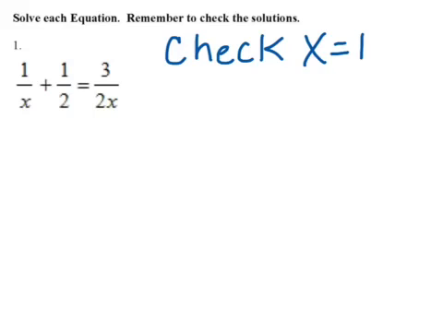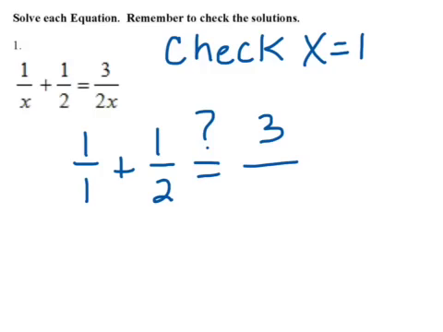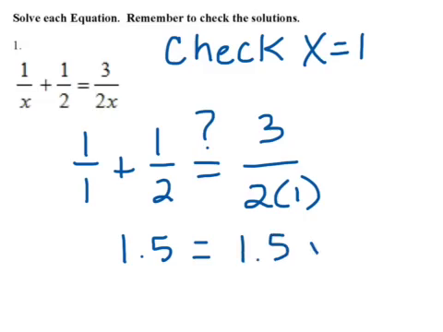Meaning, when I plug 1 in for x, is it true that 1 over 1 plus 1 over 2 is equal to 3 over 2 times 1? Simplifying the left side, we've got 1.5, and the right side of the equation, plugging in 3 over 2, we know that that's equal to 1.5 as well. Since 1 satisfies our equation, we can now verify that it is a solution to the equation.